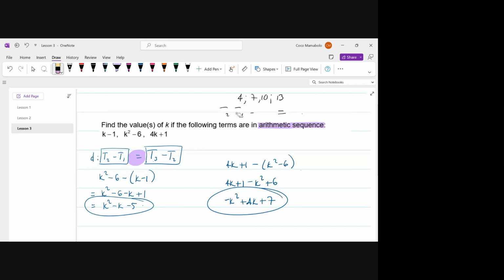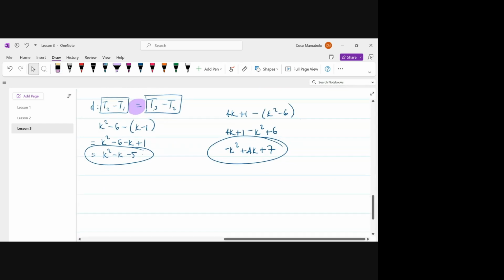So what I now can do is take these two equations and make them equal to each other. I'm going to say T2 minus T1 must equal T3 minus T2. That means K squared minus K minus 5 must equal negative K squared plus 4K plus 7. What am I solving for now, grade 10s? Ma'am, if they were the same, would it be a common difference? Yes, that's correct, Andiswa. If they were the same, we would punch that into a common difference.